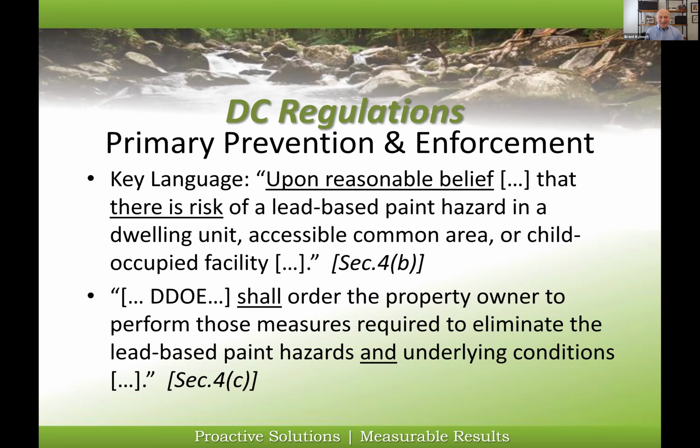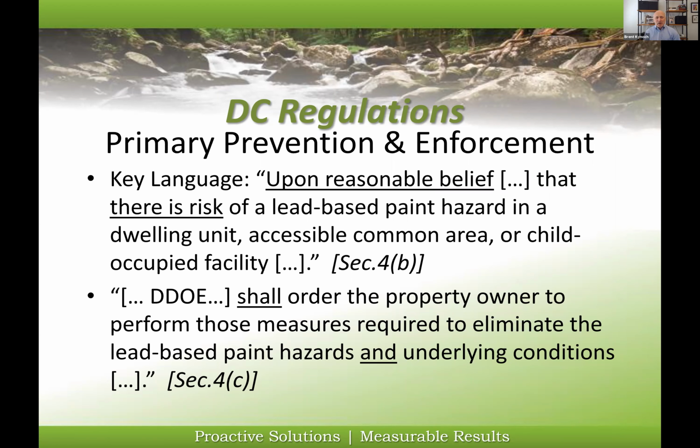It says that if the DC government believes that there is a risk of a lead-based paint hazard in any dwelling unit, they have the right to enter that unit and check for a hazard. I want to say that again. If DC has any reason to believe that there might be a risk of a lead-based paint hazard, they have a right to enter that dwelling unit and check for a lead-based paint hazard. Pretty broad scope there.